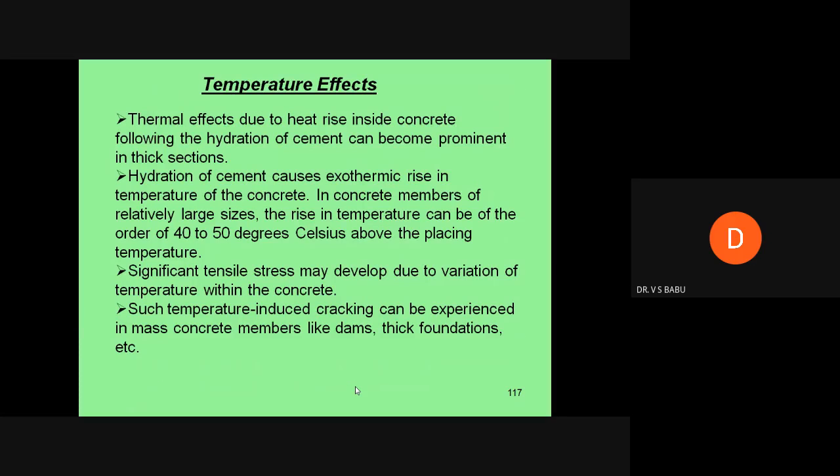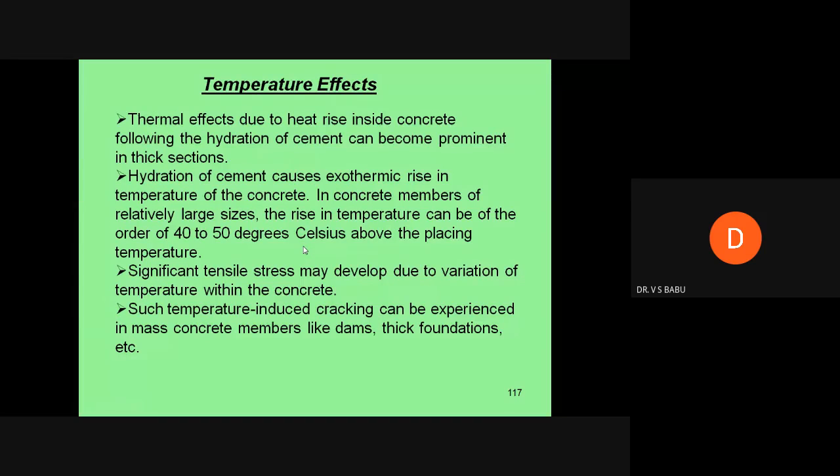Next, the temperature effects, the thermal effects due to the heat rays and inside the concrete following the hydration of the cement, which can become prominent in the thickness of the sections. Hydration of the cement causes an exothermic rise in the temperature of the concrete. In concrete members of relatively large sizes, the rise in temperature can be of the order of 40 to 50 degrees. Sometimes you may be aware that some southern states are getting 52-degree temperatures.